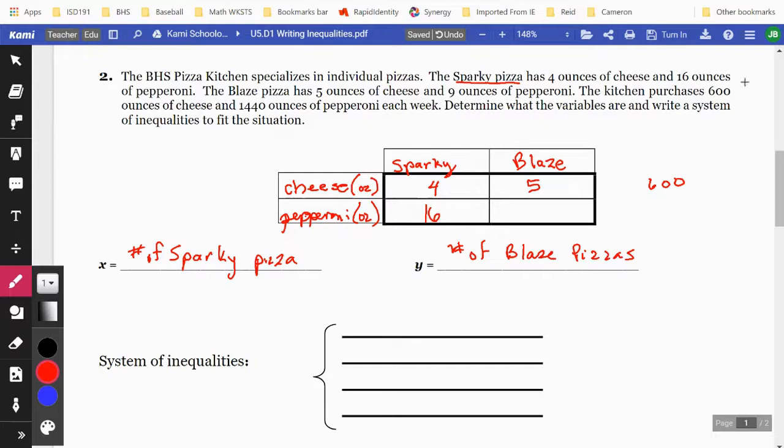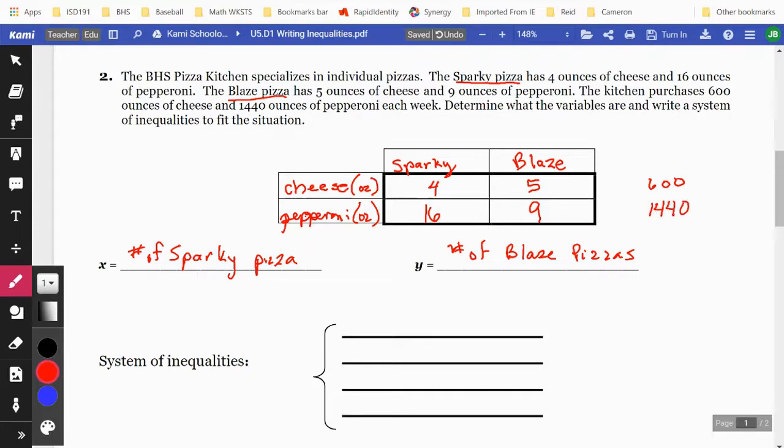Well, let's finish our table here. What we don't know is Blaze pizzas pepperoni. Okay, let's see. The Blaze pizza had 5 ounces of cheese, which we already put in there, and 9 ounces of pepperoni. There we go. All right, so the cheese, the kitchen had 600 ounces to work with. For pepperoni, the kitchen has 1,440 ounces to work with.